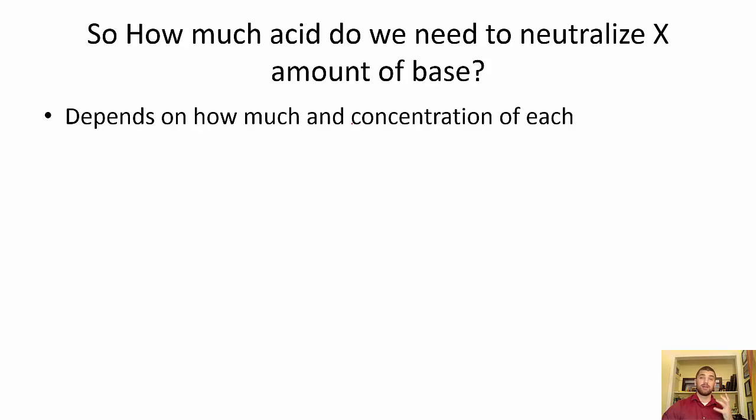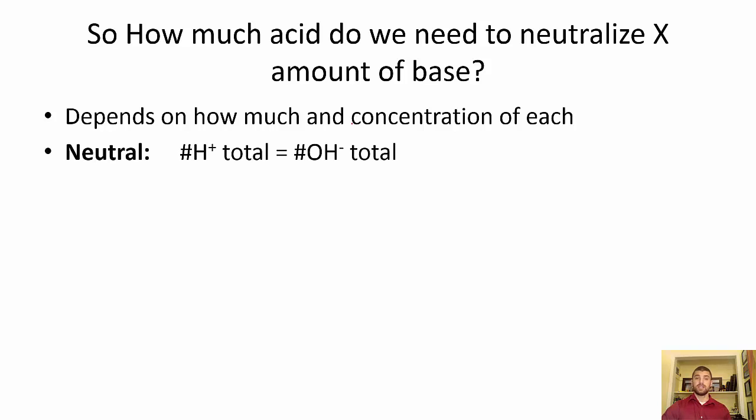So it depends on a couple of things. It depends on how much acid and base you got, and it also depends on the concentrations of the acids and the bases. So we know that we're going to have to take a look at these things. So neutralization is basically just when you're getting H plus equal to the amount of OH minus, the amount of H pluses you get from the acid and the number of OH minuses you get from the base.